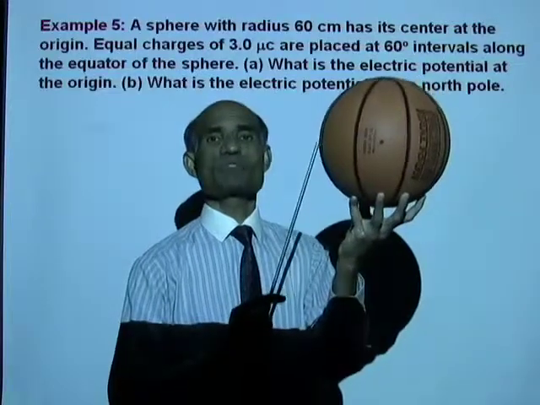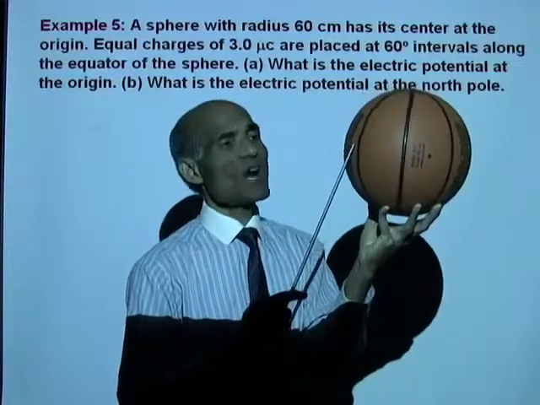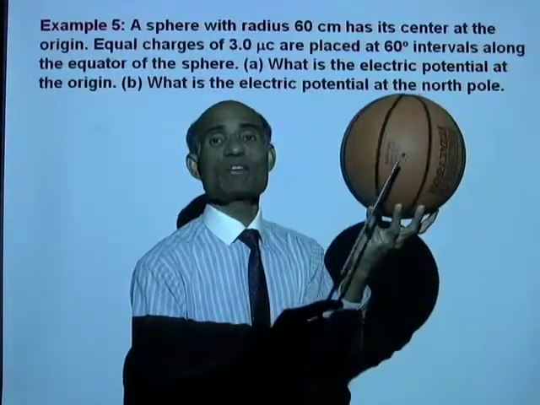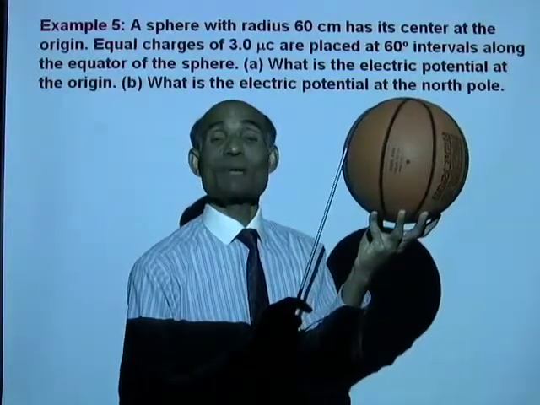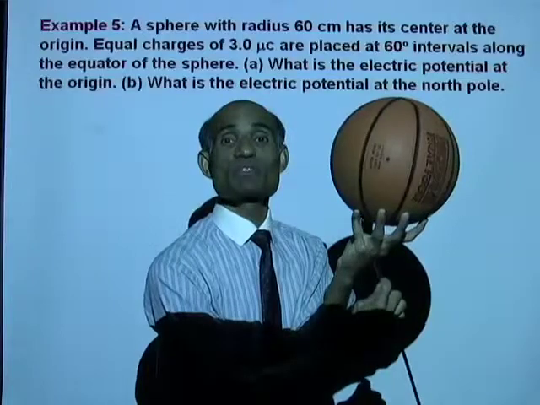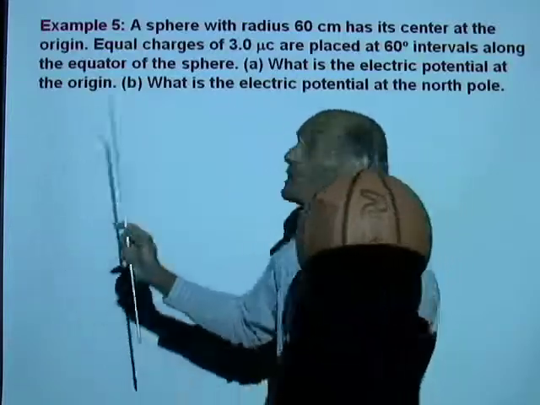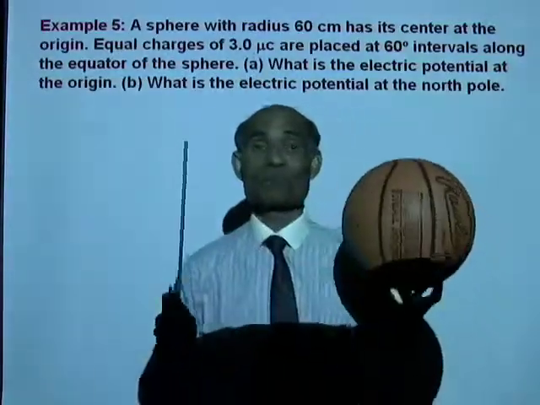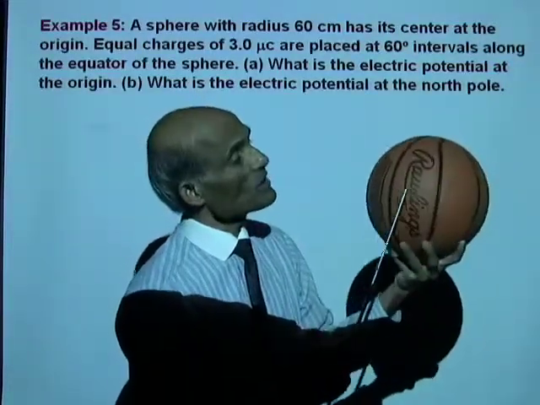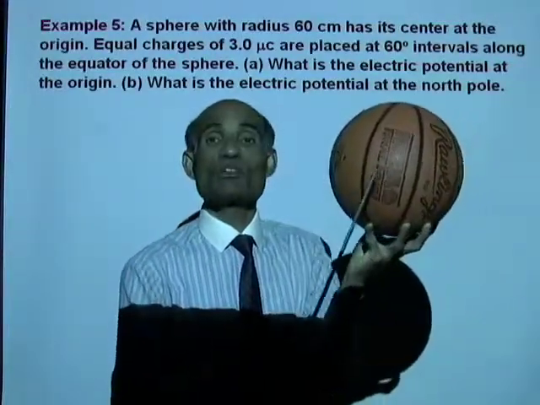Now look at the equator of the sphere. This is the equator of the sphere. Now if you place charges at 60 degrees interval, how many charges can be placed along the equator? Well, you can place 6 charges because the total degrees for the equator is 360. And at 60 degrees interval, you place a charge of 3 microcoulomb. So you got 3 microcoulomb, a 3 microcoulomb, a 3 microcoulomb, like that, 6 of them in equal intervals along the equator.